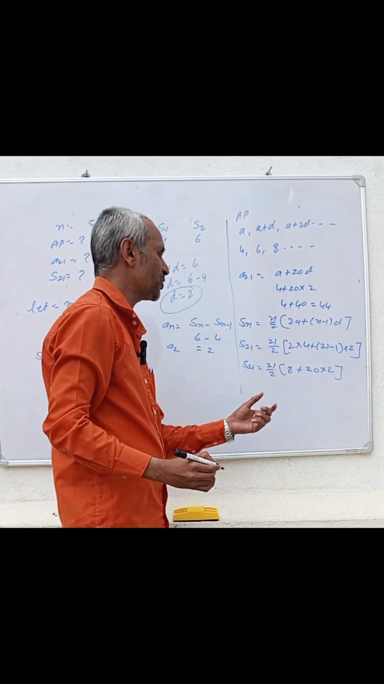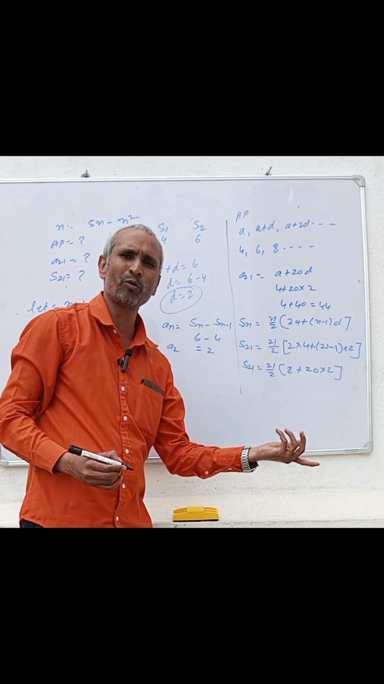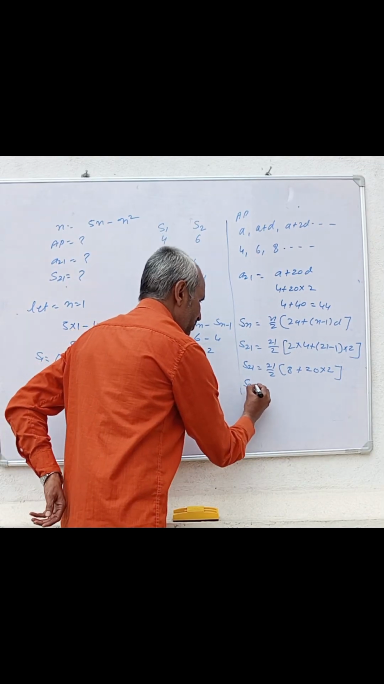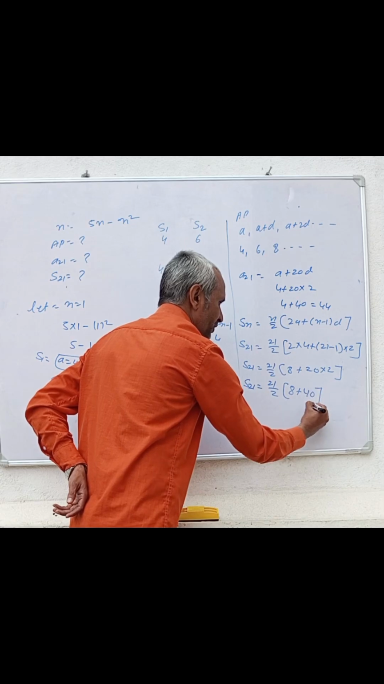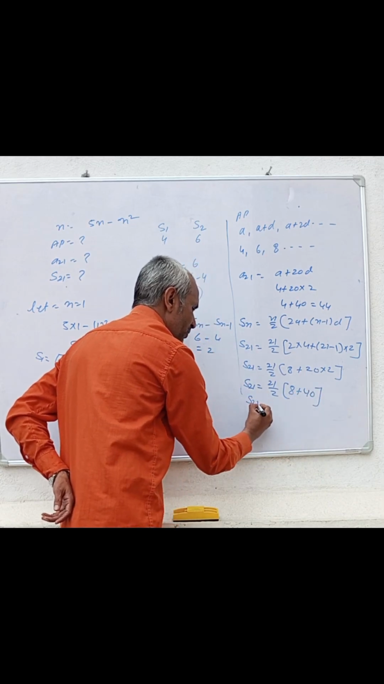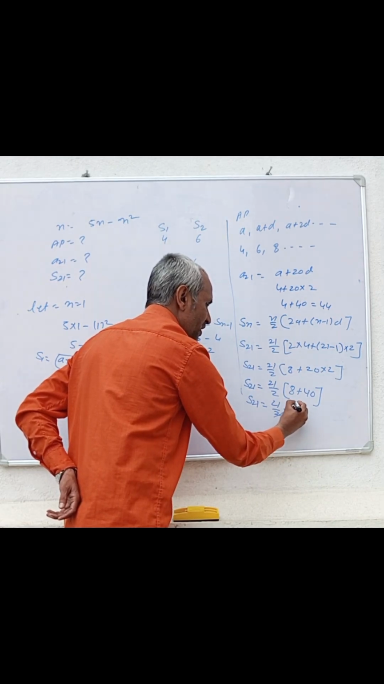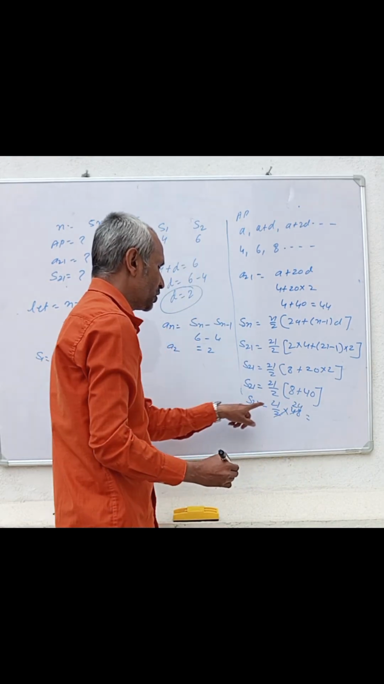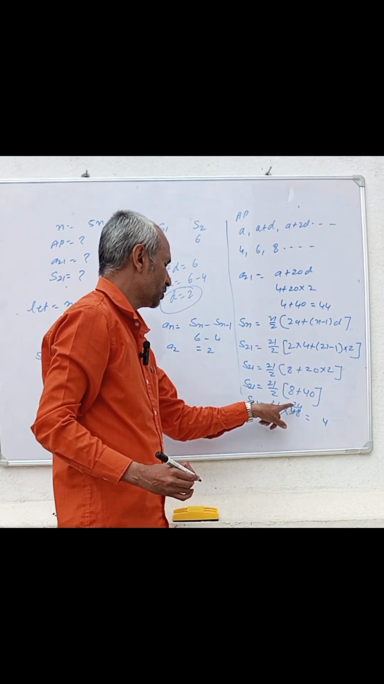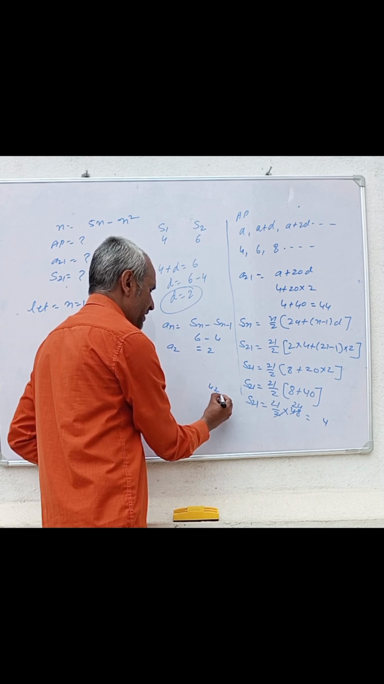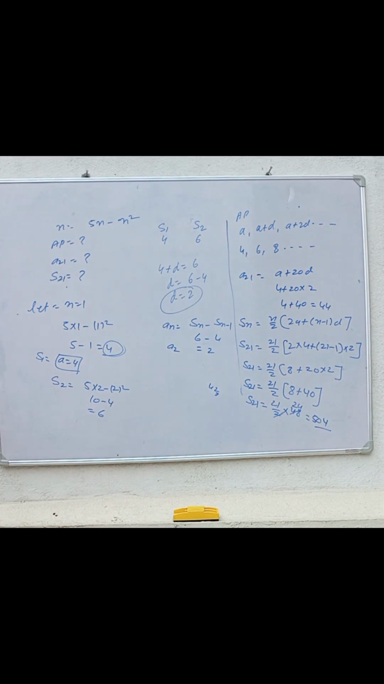Now many students make a mistake: they will add first, 20 plus 8, making 28. No, according to BODMAS, first multiplication. S21 is equal to 21 by 2 into 8 plus this becomes 40. 20 twos are 40. Then S21 is equal to 21 by 2 into 40 plus 8, 48. We can cancel by 24. Then 24 into 21. 21 fours are 84, 8 carry. 42 plus 8 becomes 50. 504. That is the answer of this total AP question.